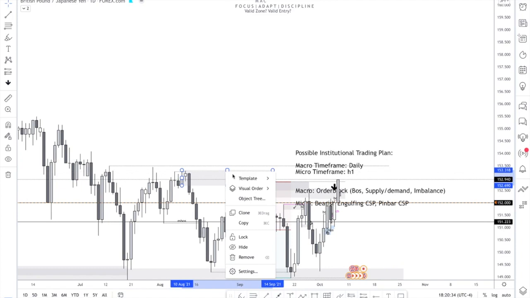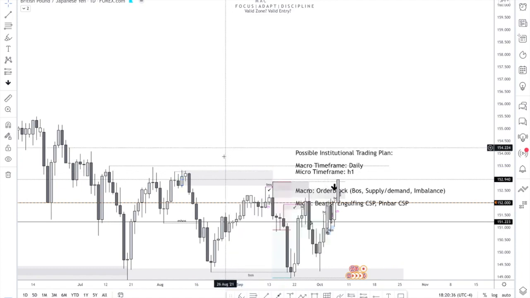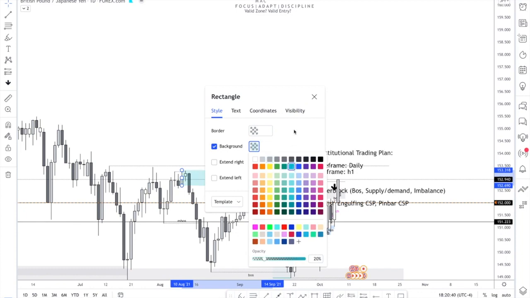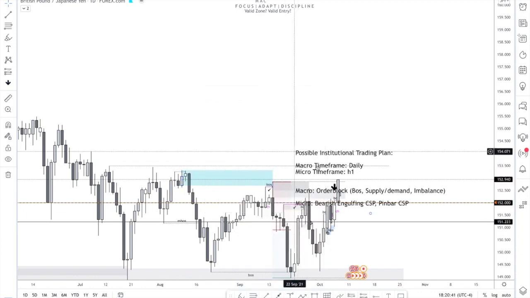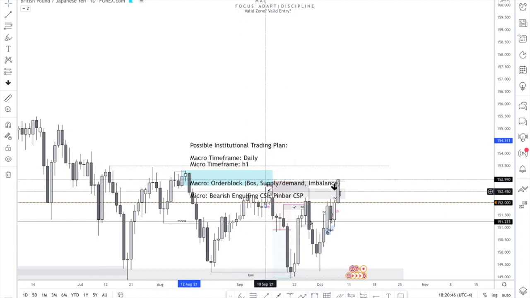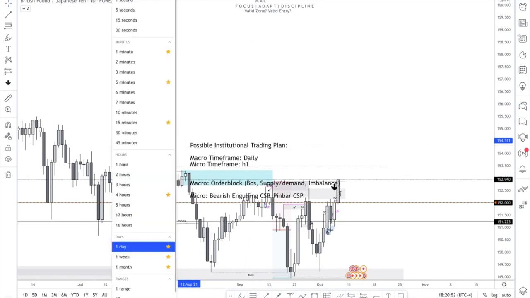So let's change this color. Actually, let's make this blue here. And we're going to go to the lower time frame and we're going to look at this region here and see how price reacts to our higher time frame zone. All right, so let's go to the hour.